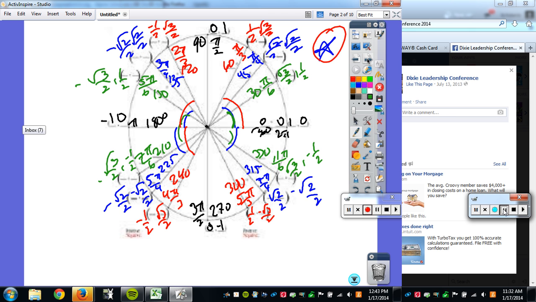Once again, what is tangent? Sine over cosine. So that's why it's also negative, because what does sine do? It pulls out the negative, doesn't it? Right. Does that make sense? Yes.